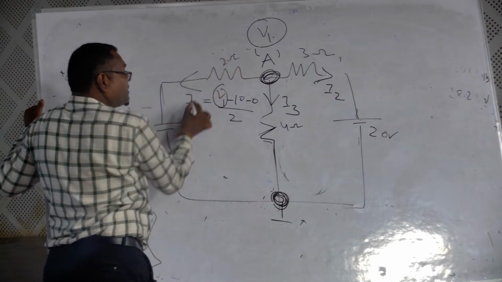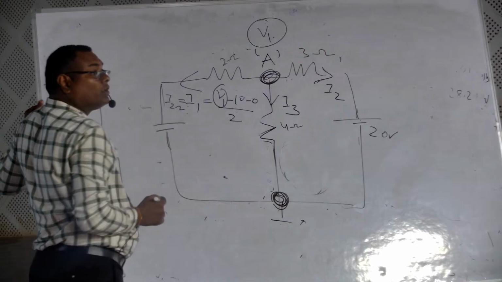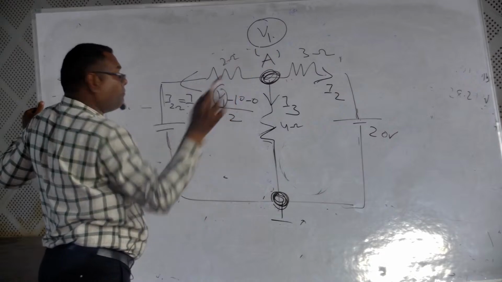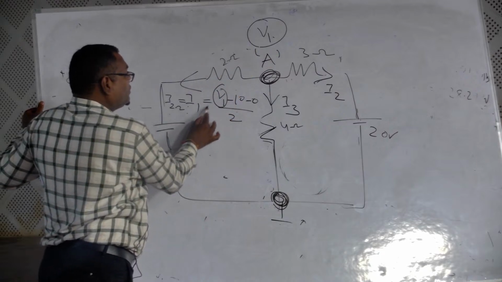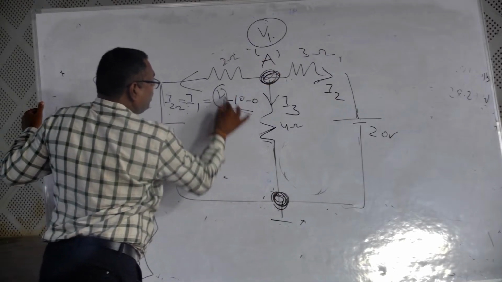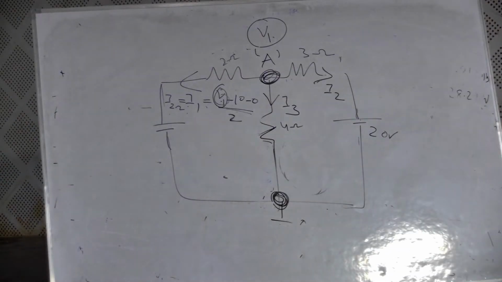Therefore, the current through 2 ohms is I1. Give the new name, I2 ohms. I2 ohms is equal to, what is the voltage? V1 plus to minus, minus 10, 0 by 2. You know V1, substitute it and you get the answer: V1 minus 10 by 2. What is the current through 2 ohms? V1 minus 10 by 2. Substitute the V1.